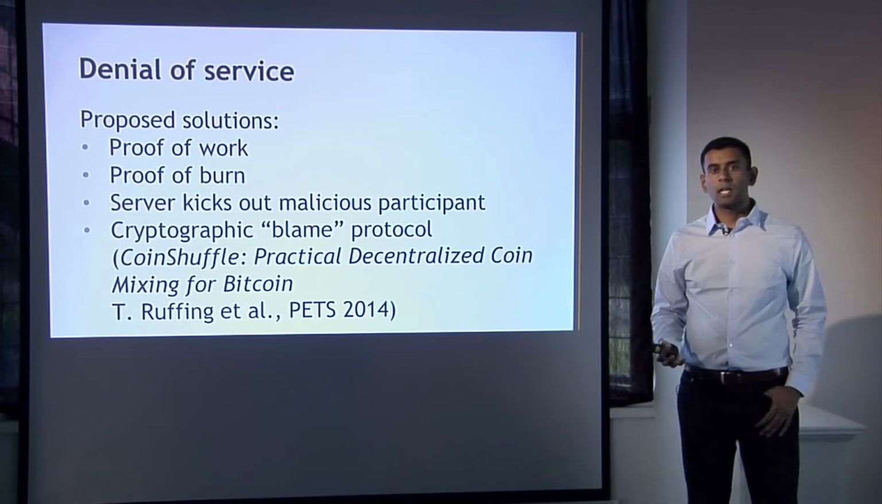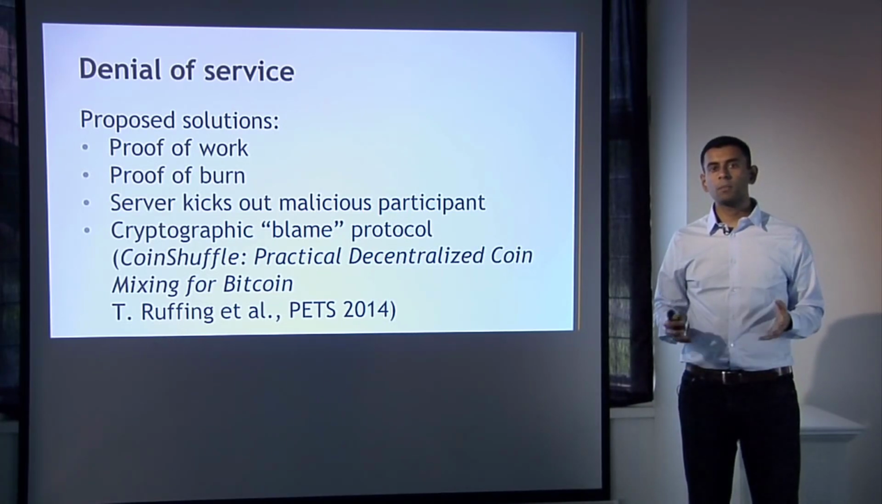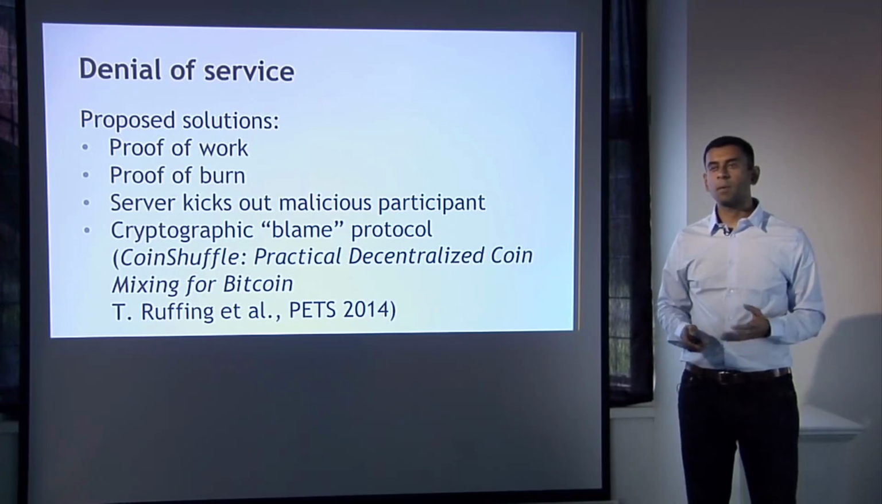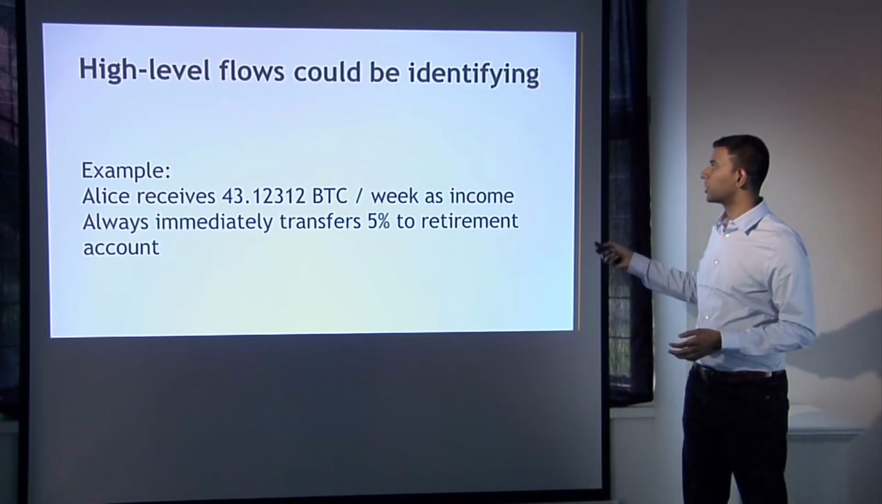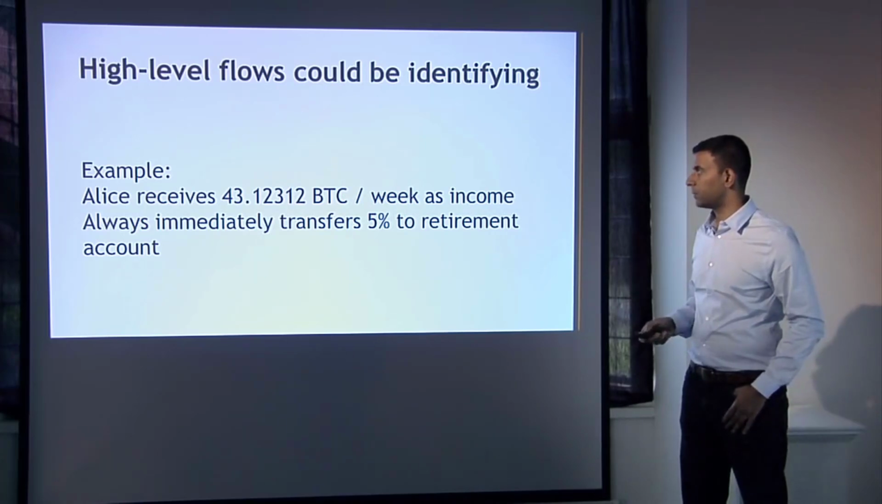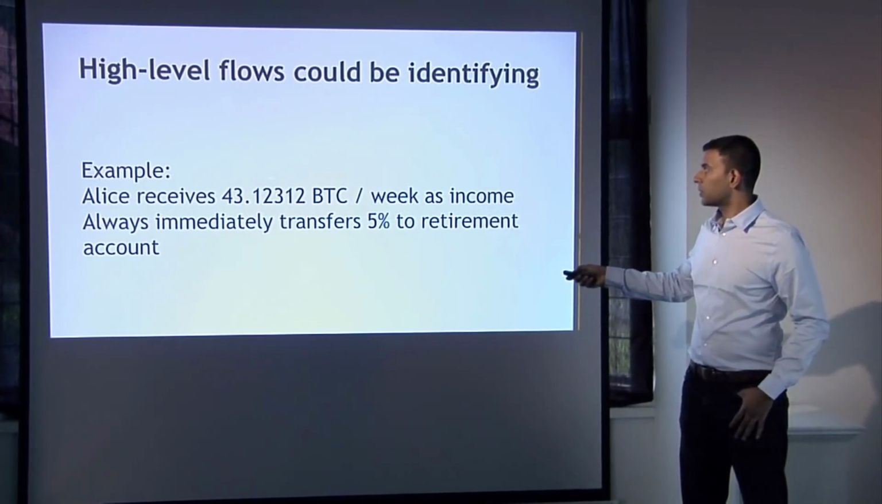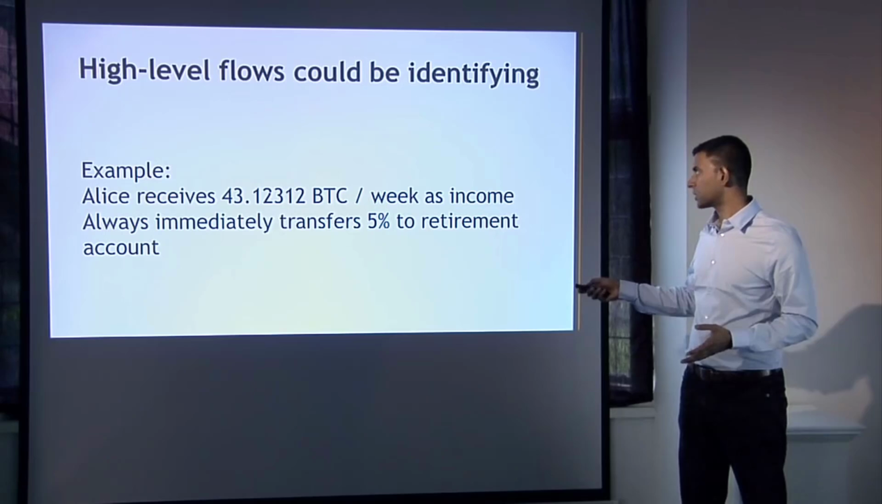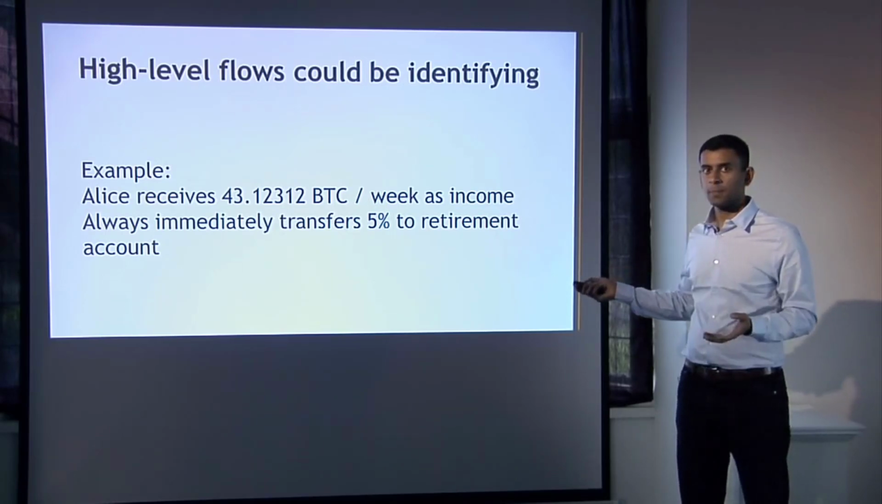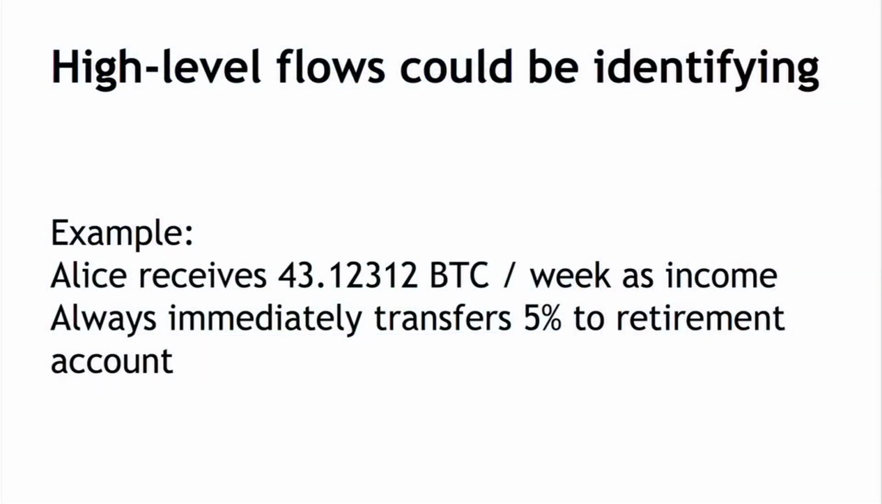At various points, I've talked about side channels, so let's look at an example of that. And I want to point out that these side channels can be very tricky. Not all the mixing in the world can save you from what I call high-level flows that could be identifying. And here's a neat example of this. Let's say user Alice receives a very specific amount of Bitcoins, let's say on a weekly basis as income, and has the habit of always automatically and immediately transferring, let's say 5% of that to her retirement amount.